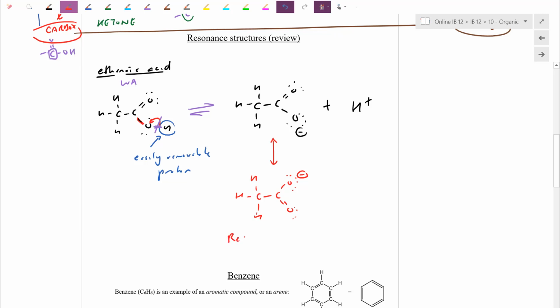So as a conclusion here, we have this notion of resonance. Resonance is this notion of delocalized electrons. Resonance, or having these delocalized electrons shared, helps add stability.